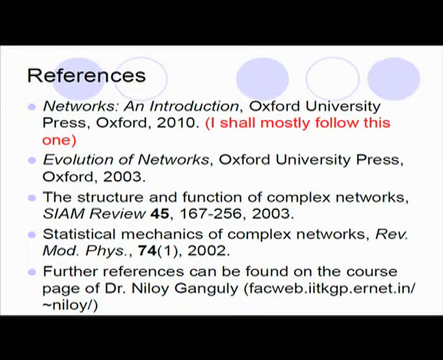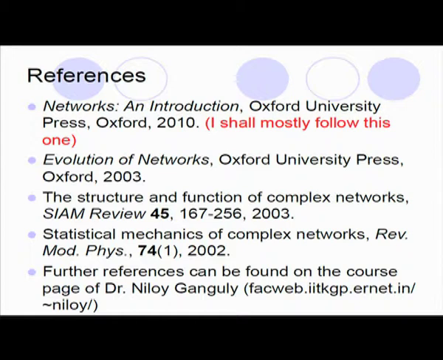So welcome to this introductory lecture on complex networks. Today the first thing that I am going to do is to give you an idea of the resources which I will be mostly following during the course.